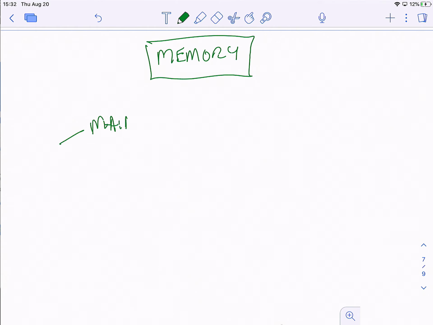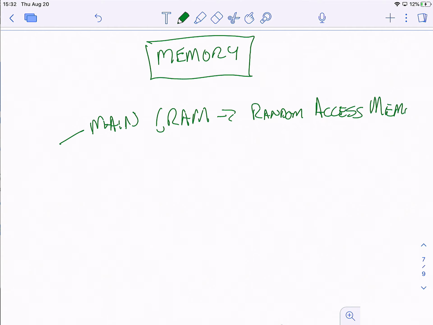Okay, so now that we're done talking about the CPU, let's talk about memory. There are two flavors of memory. There is main memory, or RAM, which stands for random access memory. And there is secondary memory, or disk.